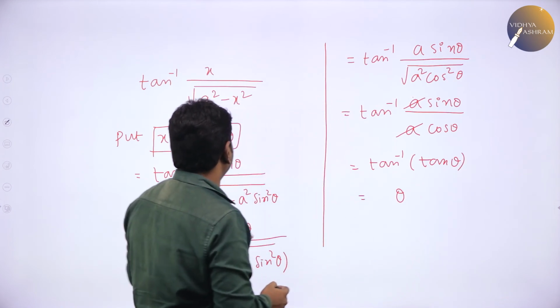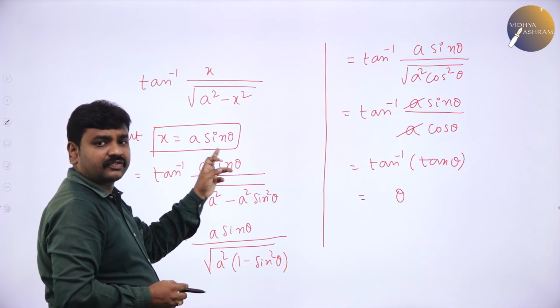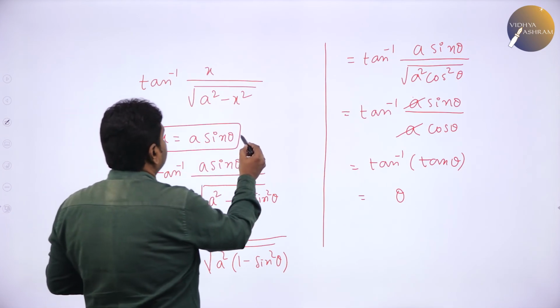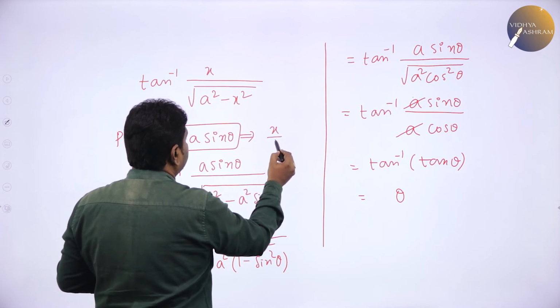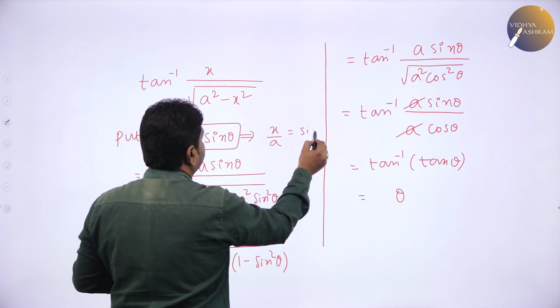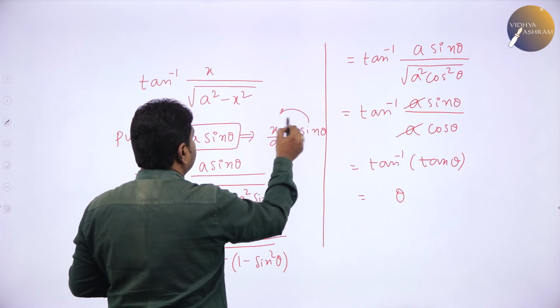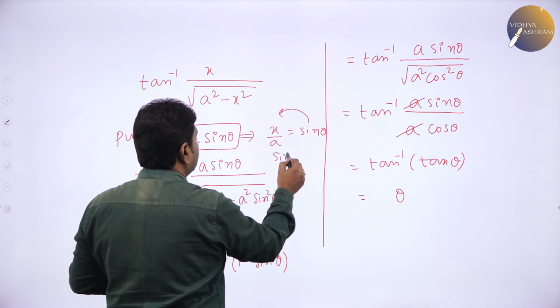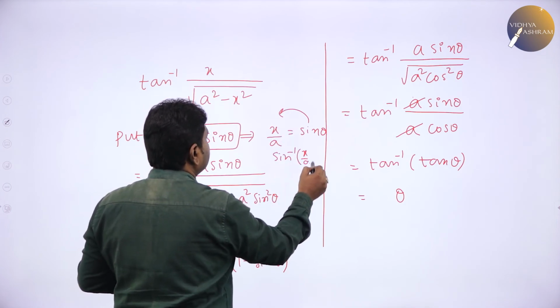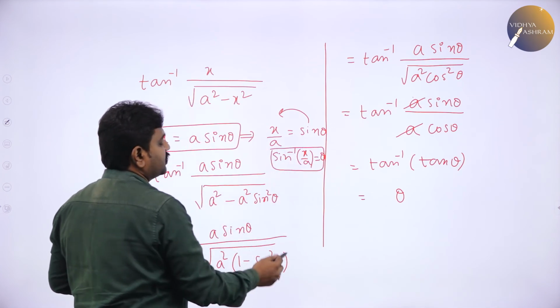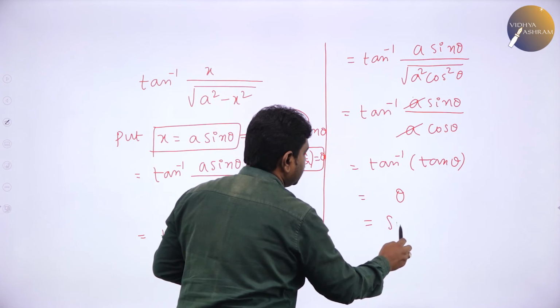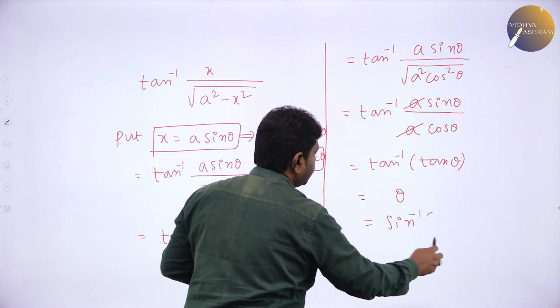Now put the value of theta. x is a sin theta. From this you derive theta. That implies, if a comes to this side, x divided by a is sin theta. Further, we are interested in theta, so transfer sin to this side. So sin inverse of x by a is theta. So now we got the value of theta. What is theta? Sin inverse of x by a. So the final answer is sin inverse of x by a.